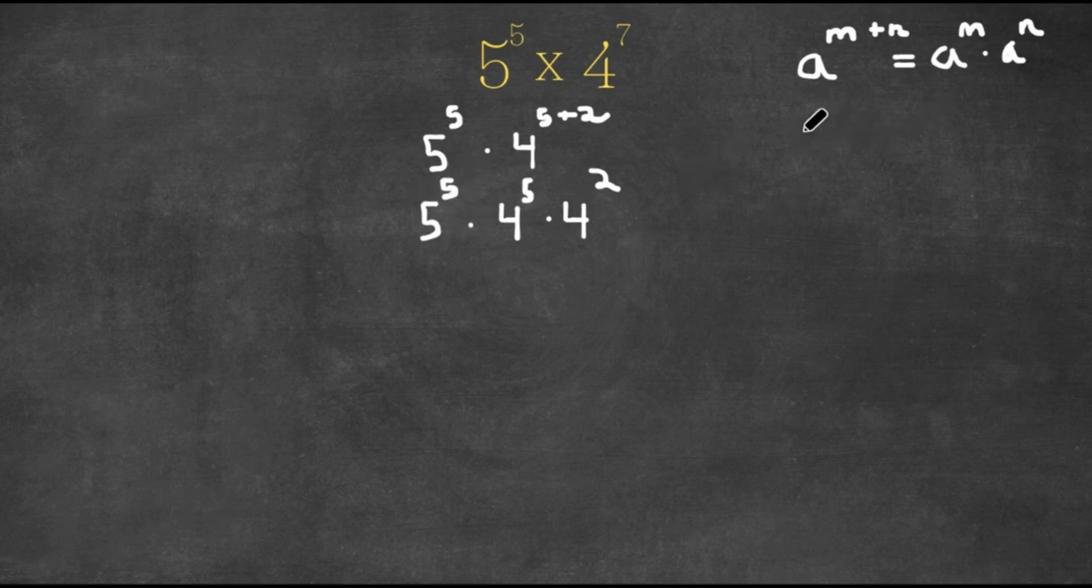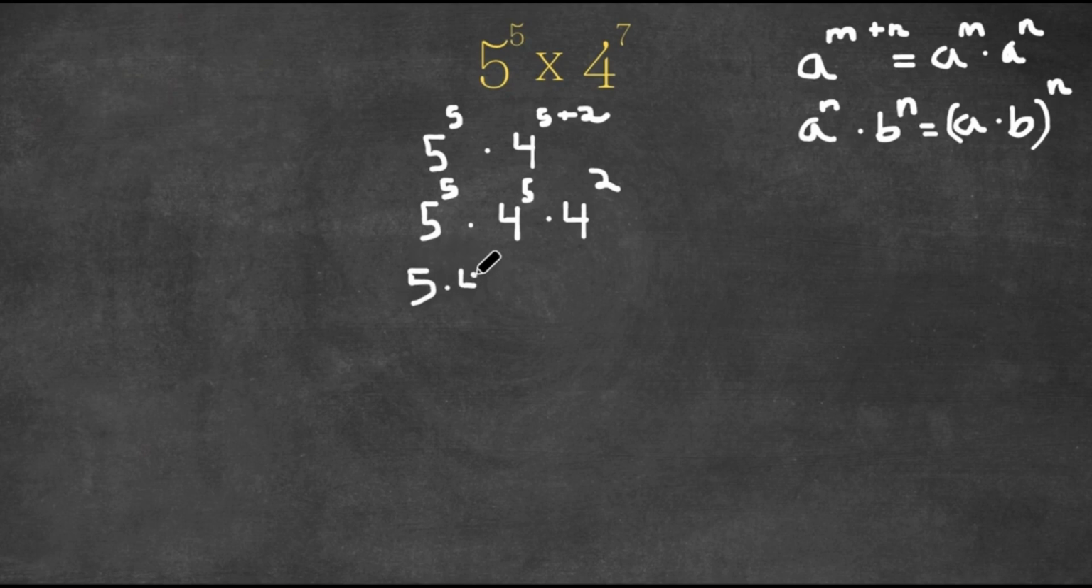Now, another property of exponents is that if we have a to the power of n times b to the power of n, this is equal to a times b in parentheses to the power of n. So right here we have 5 to the power of 5 times 4 to the power of 5, and 5 in this case is n, and 5 and 4 are a and b respectively. So this can be converted to 5 times 4 to the power of 5 times 4 squared.